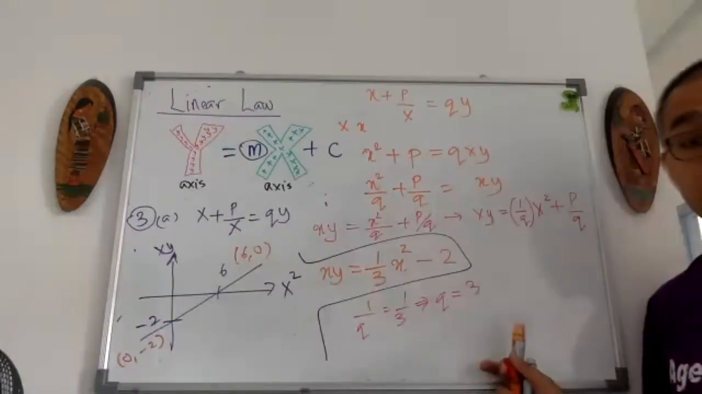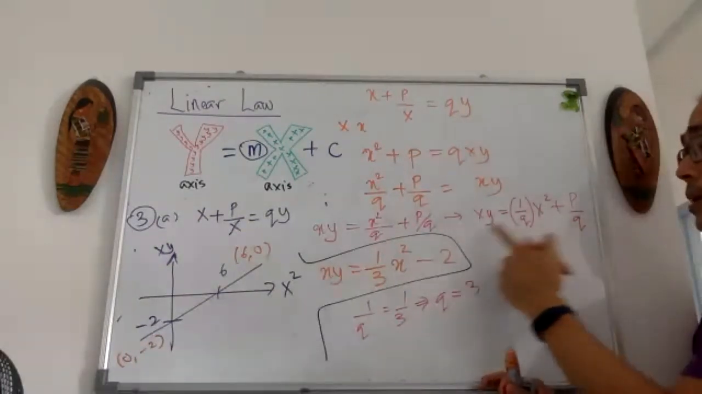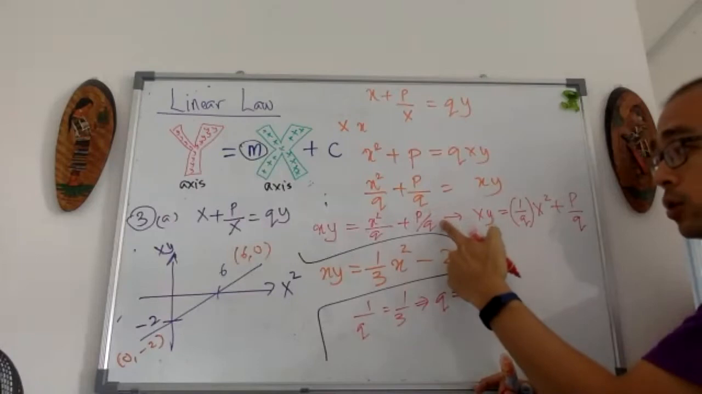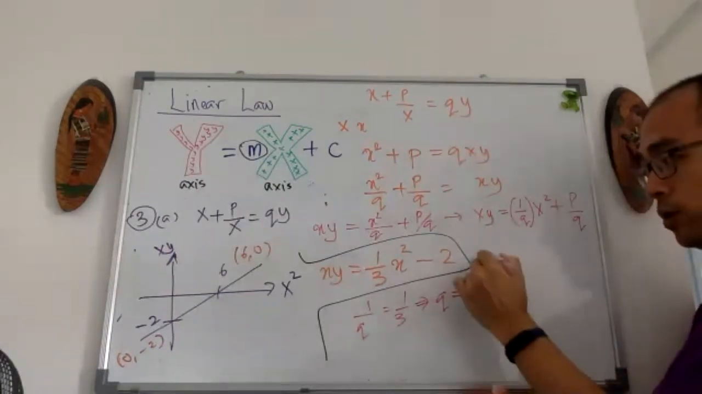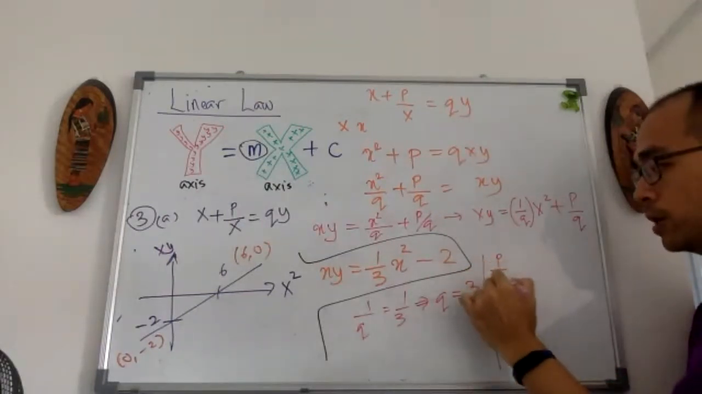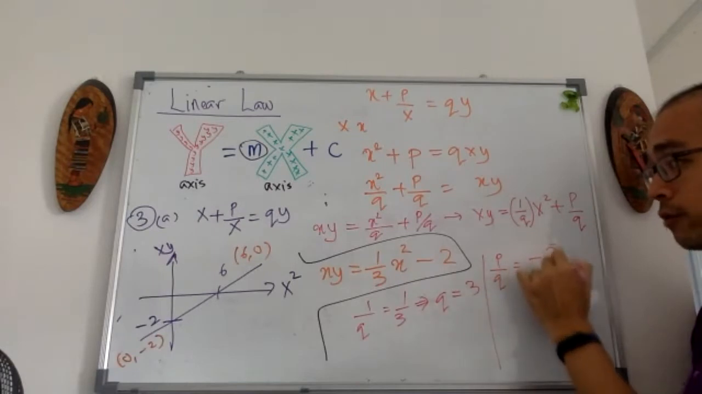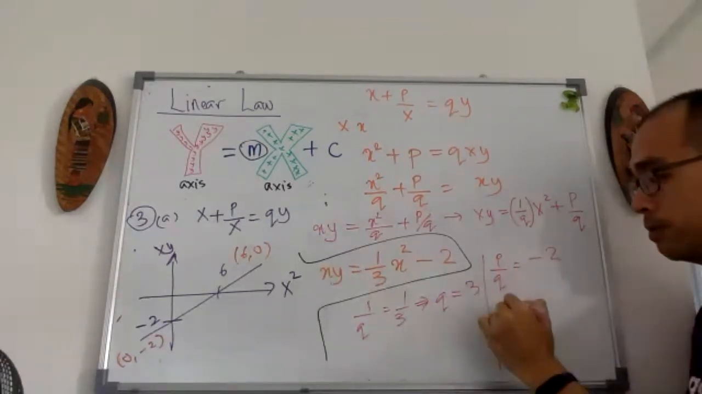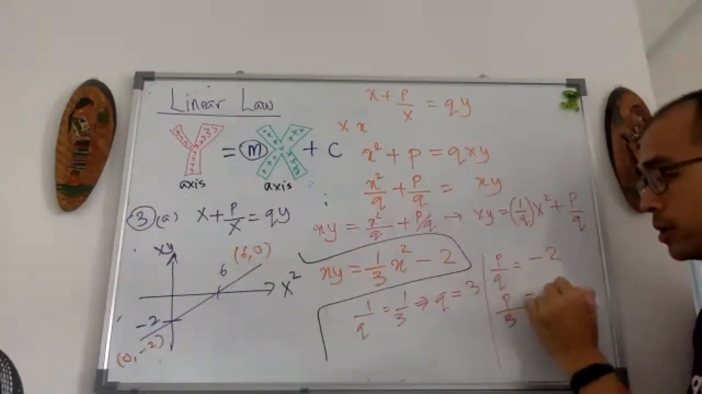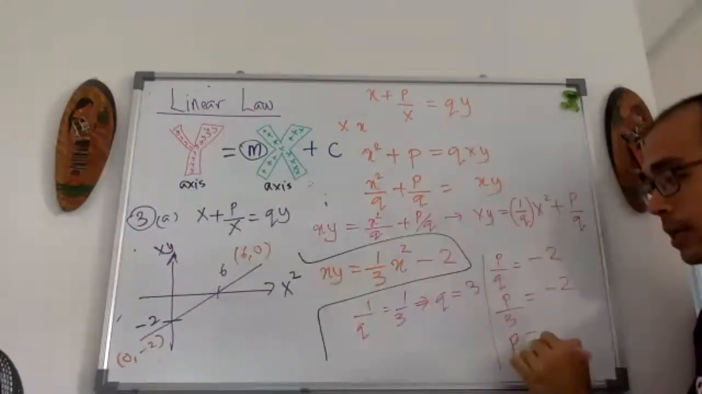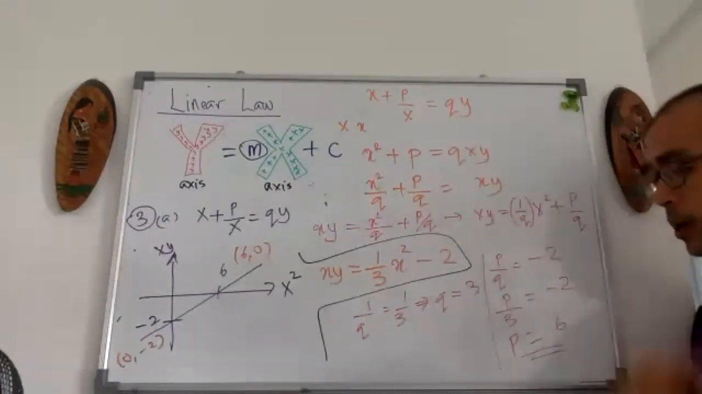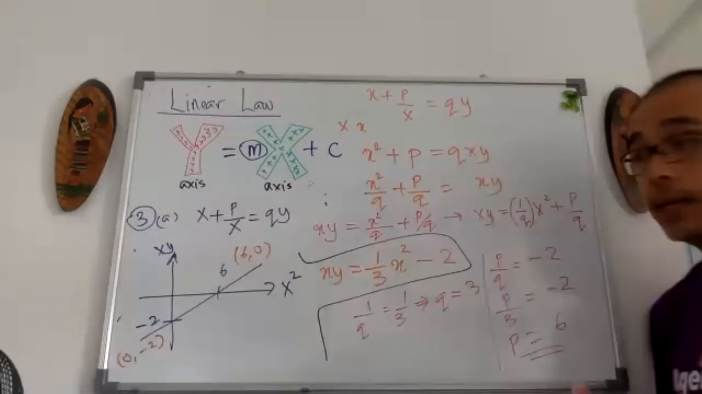Okay, so we have the answer already lah. Then, tengok, p over q equals to -2. Okay. P over q equals to -2. Kita sudah ada q. So, p over 3 equals to -2, and p can be easily found. Okay, p equals to 6.